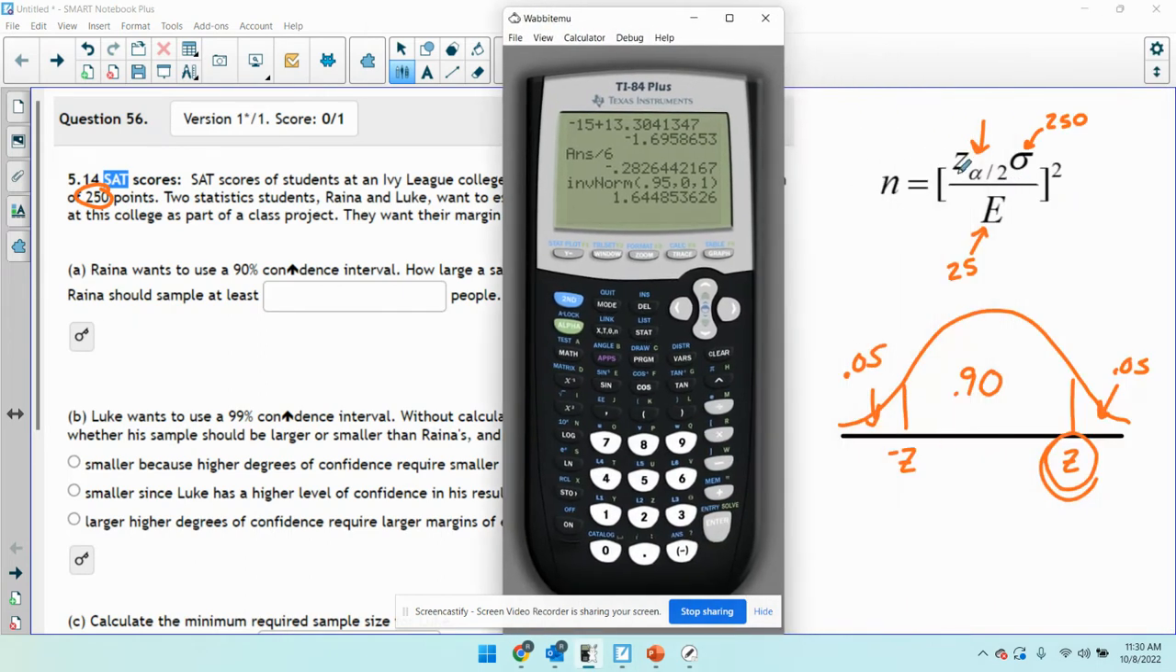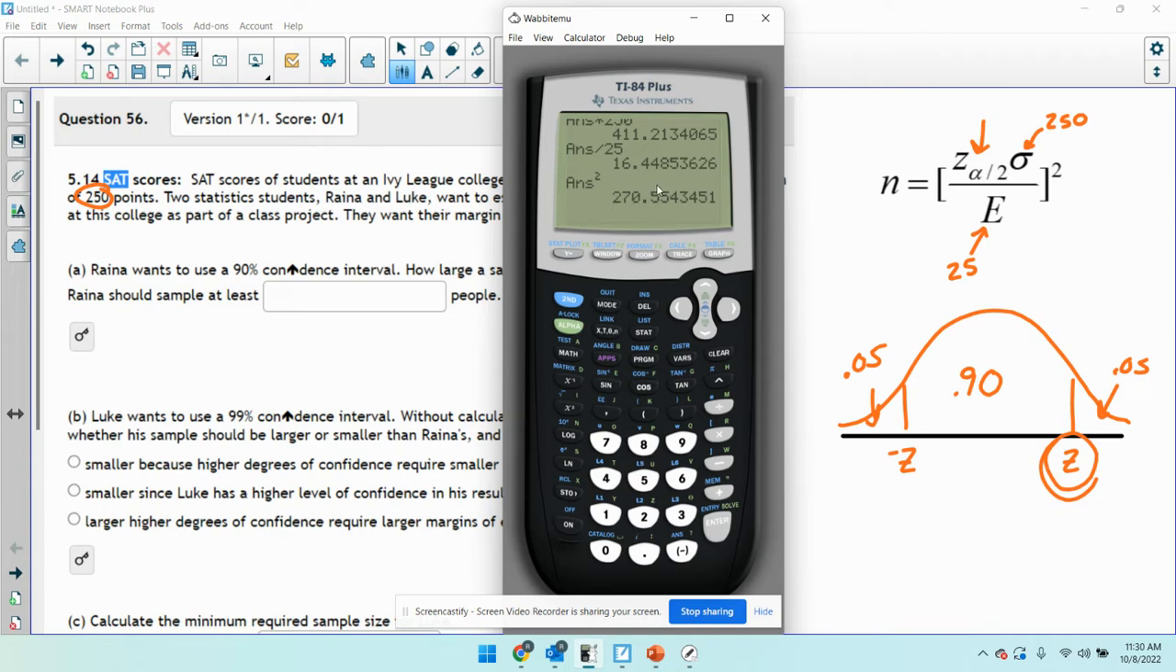So I'm going to just do it all in the calculator. The numerator of my equation is the Z value times standard deviation. So we'll do times 250 divided by the margin of error, which is 25. And then I'm going to square this thing. So I get a value of 270.55.